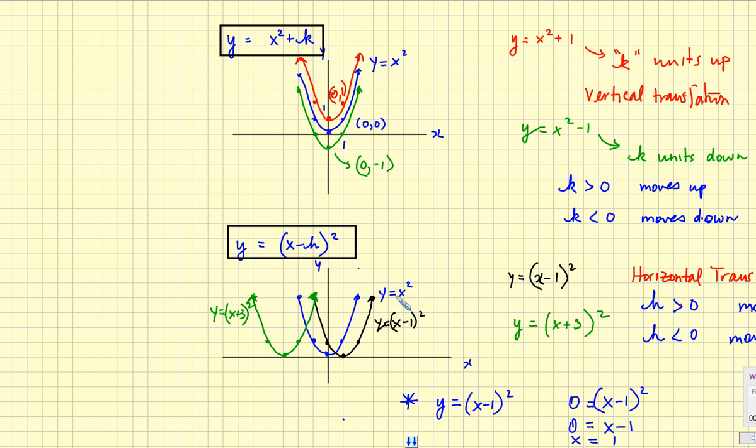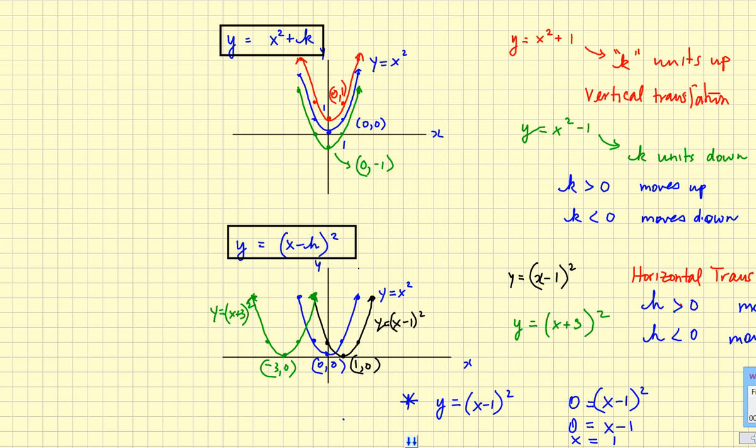And if we're looking again at the vertex, we can see here that the original graph in blue was 0, 0. The x minus 1 all squared went to 1, 0, the vertex, and the green graph went to negative 3 and 0, its vertex. So that basically covers the two translations, the vertical translation and the horizontal translation.